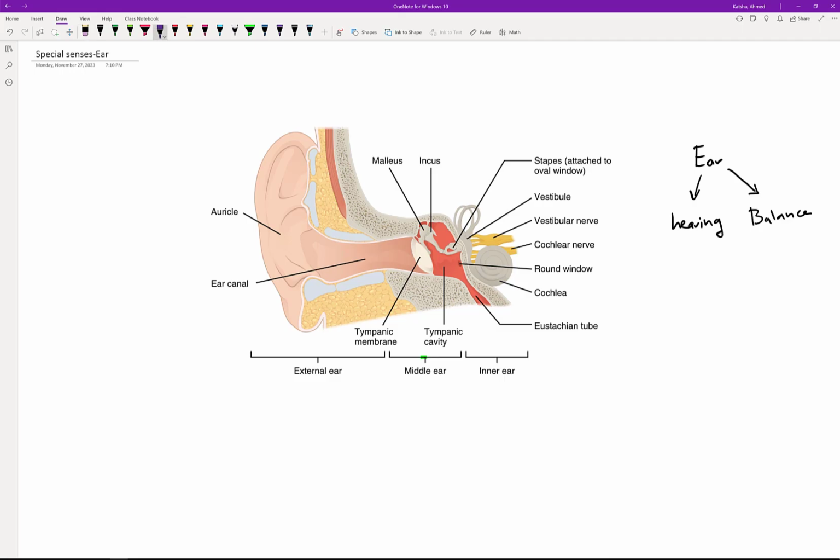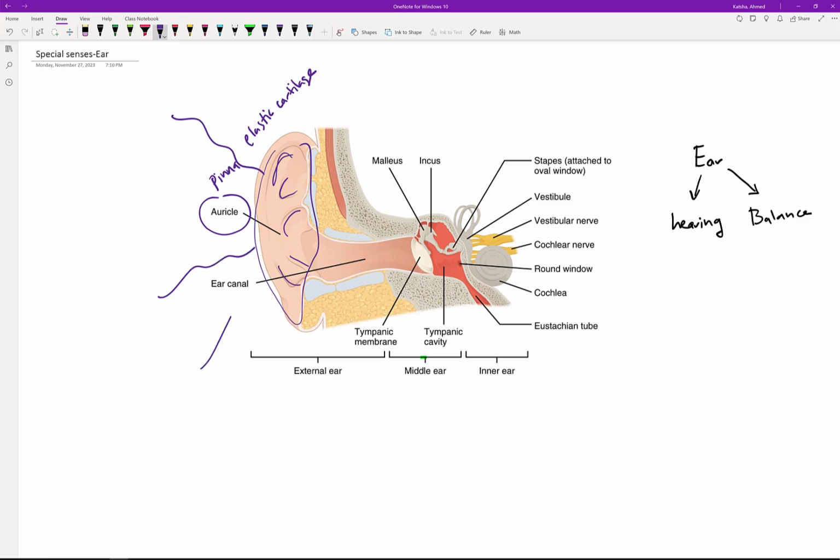We will start with the external ear. The external ear has two big structures. The first one is the auricle or the pinna. And this is the outer ear that contains grooves. Those grooves will amplify sounds. And the pinna is made mainly from elastic cartilage. That's why it's flexible. Those sound waves coming from different directions will be funneled into the ear canal.